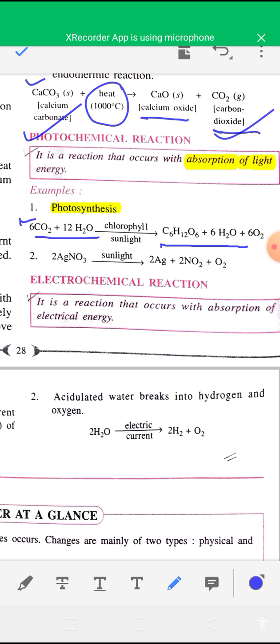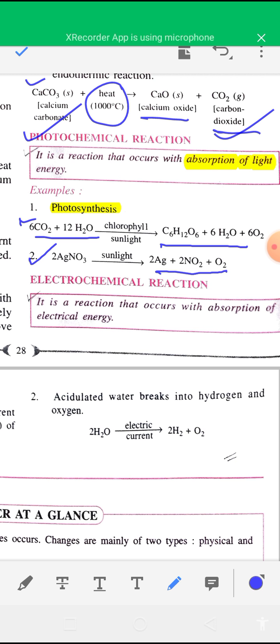One more photochemical reaction is decomposition of silver nitrate to silver, nitrogen dioxide and oxygen. Silver nitrate, AgNO3, in presence of sunlight decomposes to give silver metal, 2Ag plus 2NO2, NO2 gas, and oxygen gas O2. So these two are photochemical reactions. You have to remember definition with example of photochemical reaction.